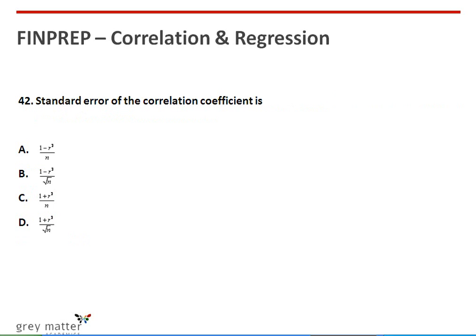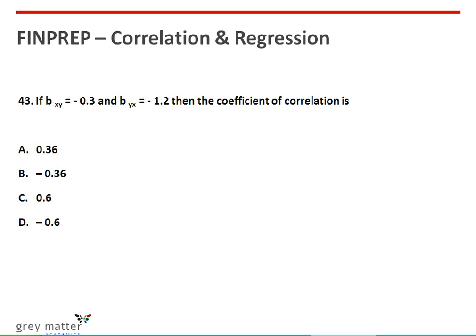42nd question. Standard error of the correlation coefficient is 1 minus r squared by root n, or option B, which says 1 minus r squared by root n as per definition. So option B, 1 minus r squared by root n.